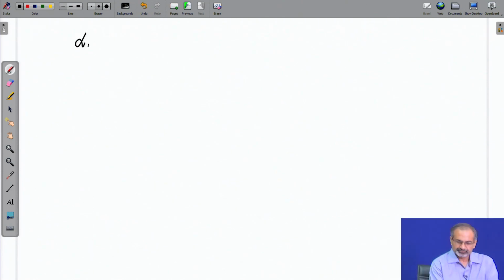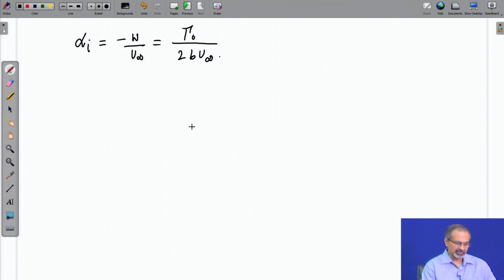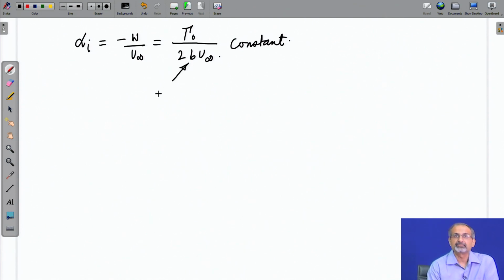What about induced angle of attack? Can we work it out? Alpha I. So, that is what? That is minus w by u infinity. It is very simple because we have a constant value of w. So, the alpha I comes out to be this, which is also constant. That means, induced angle of attack is the same all over along the span of the wing. Now, look at this result. You can see that if the span of the wing is increased, it is made larger and larger. When it goes to infinity, alpha I tends to 0. That means, there is no induced angle of attack at all.